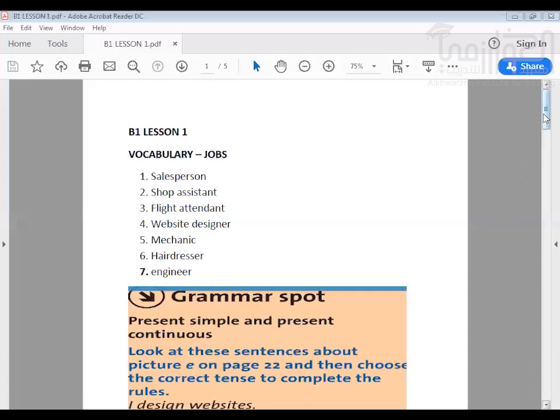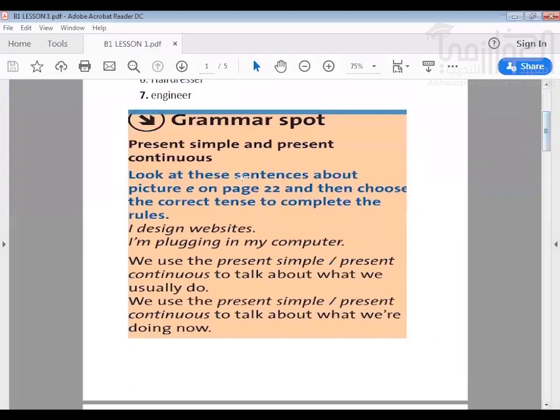Now, let's start with the grammar spots. We are looking at the present simple and the present continuous. Look at these sentences about a picture on page 22, and then choose the correct tense to complete the rules. Actually, I didn't add this picture to the PDF, but let's look at the sentences. They will give you an understanding of what we are talking about and whether they are present simple or present continuous tenses. We have these two sentences: I design websites, and I'm plugging in my computer.